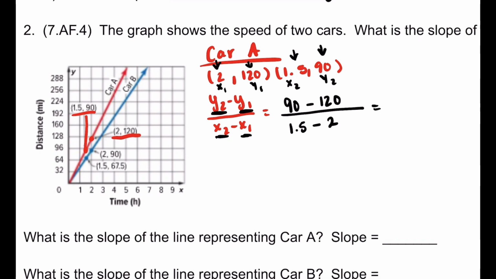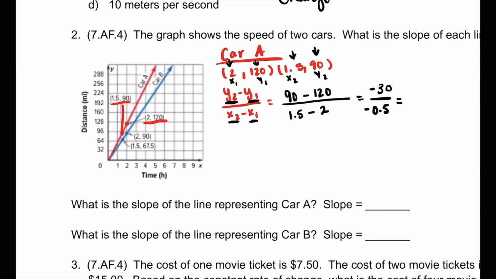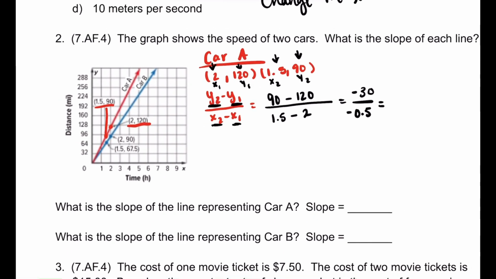Okay. From here, we're going to start simplifying. I have 90 minus 120, and that's going to give me negative 30. Then I have 1.5 minus 2, and that's going to give me negative 0.5. Because we are looking for the rate of change, or the slope, of each line, I'm going to divide. 30 divided by 1.5 is equal to 20.